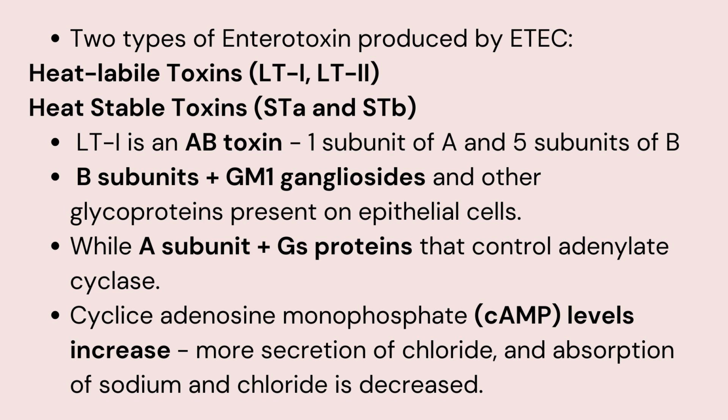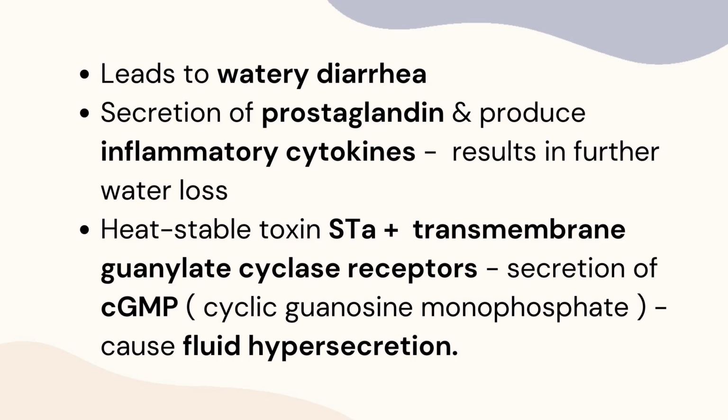And GS protein will control adenylate cyclase. So this interaction will result in an increase in cyclic AMP levels, that is cyclic adenosine monophosphate levels. And it will result in more secretion of chloride and the absorption of sodium and chloride is decreased. This will lead to watery diarrhea and it will also trigger the secretion of prostaglandin and produce inflammatory cytokines that will result in further water loss.